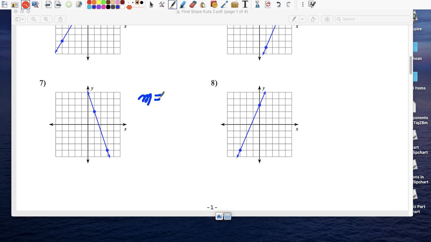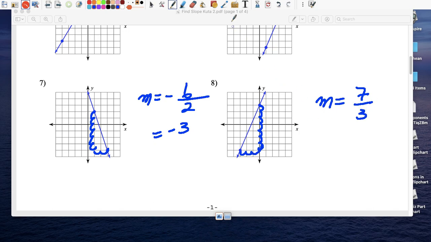This one, slope is negative, so let me put the negative sign right away. And changing the y value, the difference in y values is going to be 1, 2, 3, 4, 5, 6. Changing x values from that point to that point is going to be 1, 2. Well, obviously, we're going to write it as negative 3. Last one. If you subtract the y values, you're going to get 1, 2, 3, 4, 5, 6, 7. It's going to be 7. And if you subtract the x values, you're going to get 1, 2, 3. And it's a positive slope. Okay.